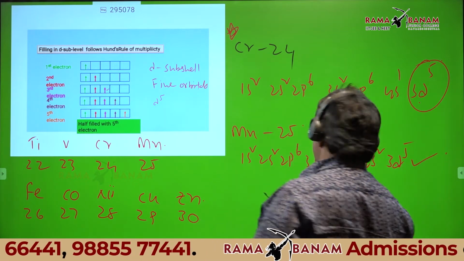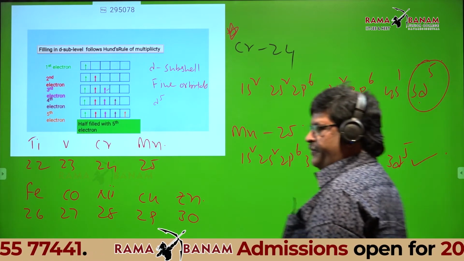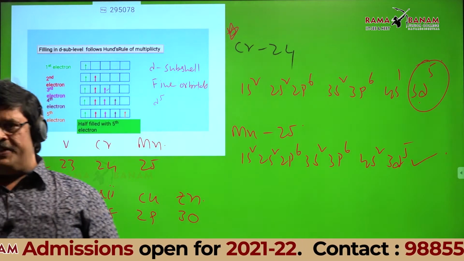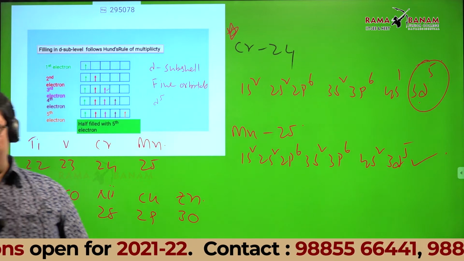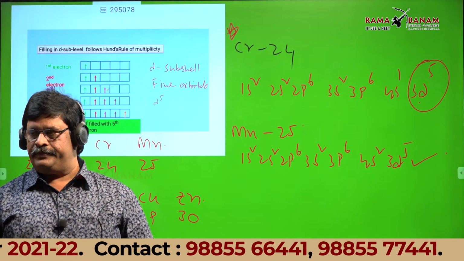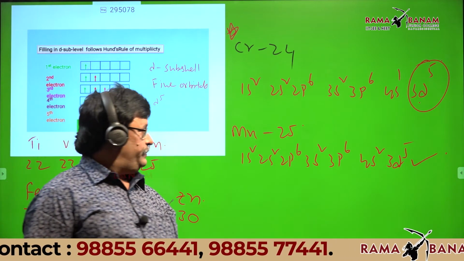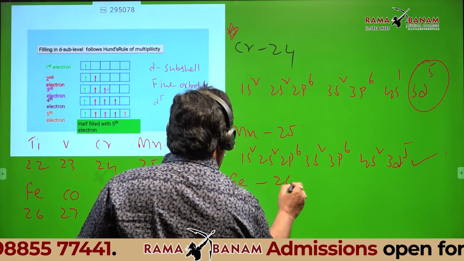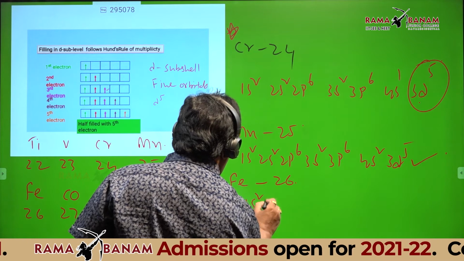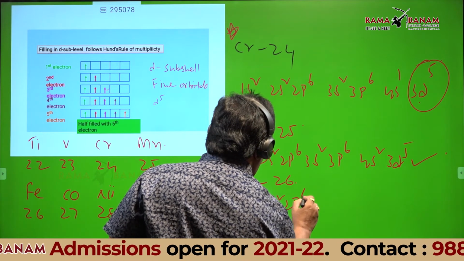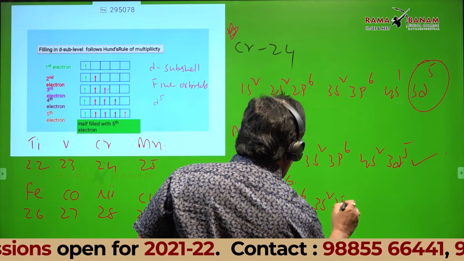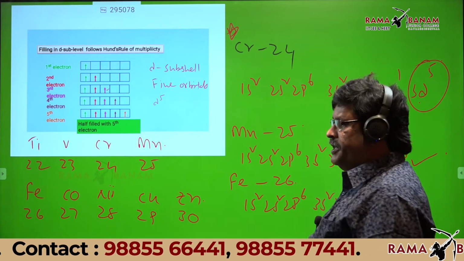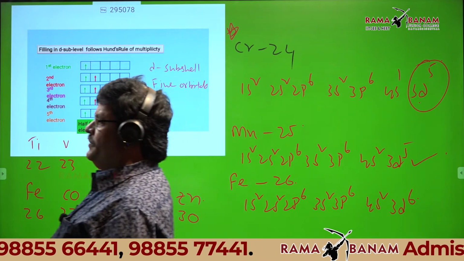Is it okay, students? It's not 4s1, 3d6. It is 4s2, 3d5. Is it okay? Then write iron. It's 4s2, 3d6. Is it okay, students?